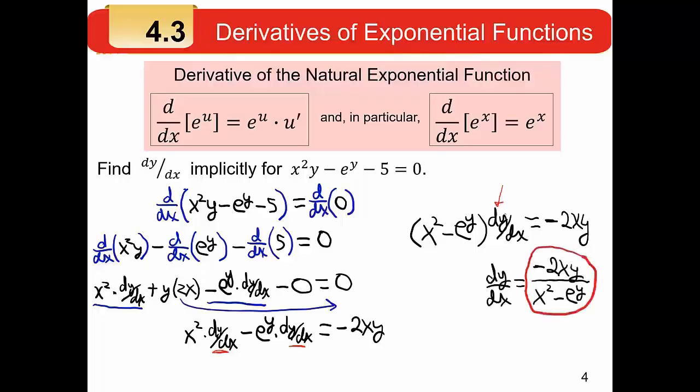Once you get to that point, all you do is divide both sides by the factor you want to get rid of on the left. And if you divide both sides by that, you'll get minus 2xy over the quantity x squared minus e to the y. Again, this is pretty much what we've done earlier, except we've allowed for the possibility of a function to be an exponential.